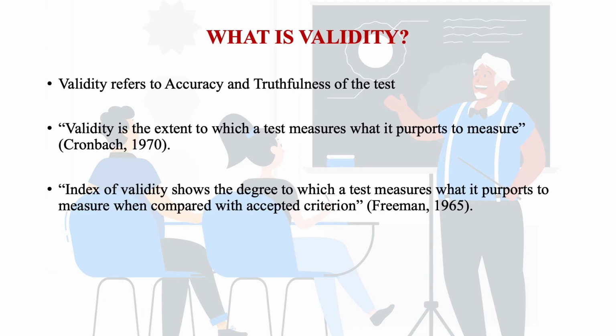Further, the definition given by Freeman 1965 says that the index of validity shows the degree to which a test measures what it purports to measure when compared with an accepted criterion. So here one question is, what is a criterion? When I discuss the different methods of validity, this definition will be very clear.